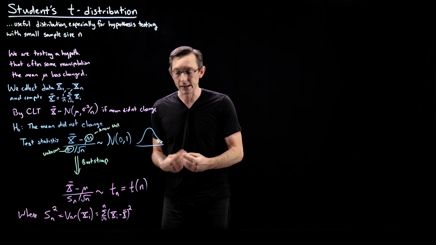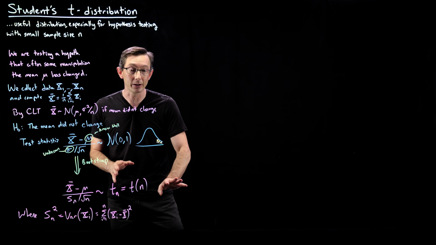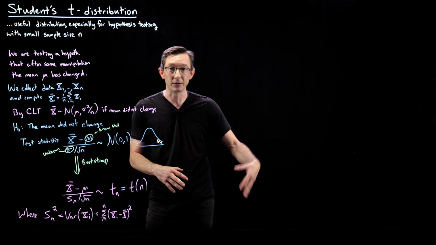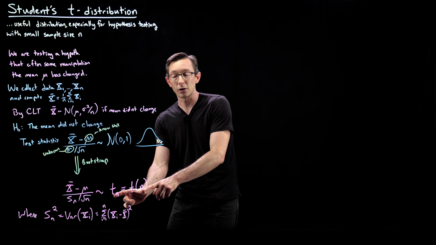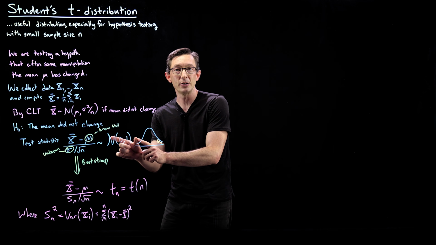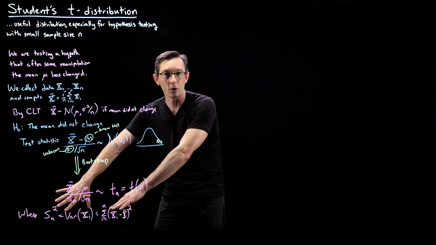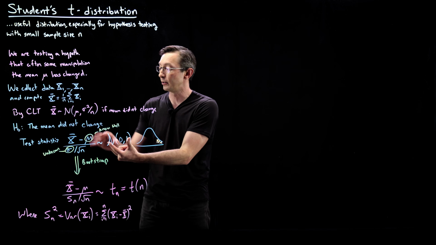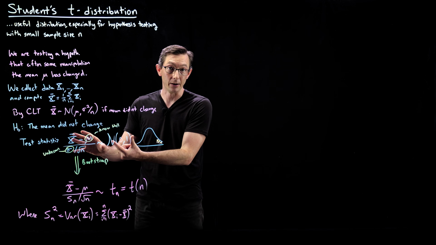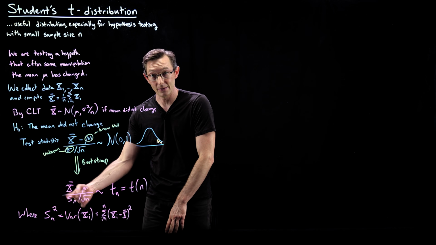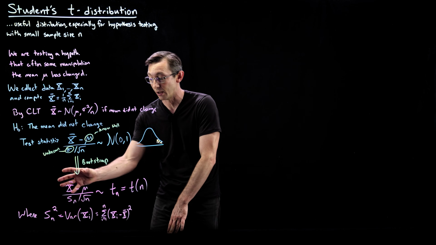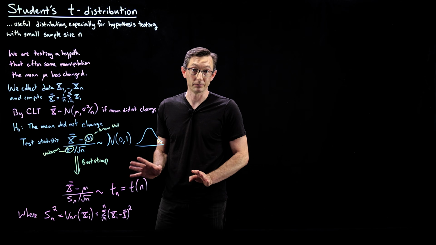Now, the good news is that for moderately large n, like 30, 50, 100, anything bigger than 30, this distribution starts to look so close to a normal distribution that you can just ignore this and use our normal, easy test statistic up here. But if you have small n and a bootstrapped variance or standard deviation, you have to use the t-distribution.